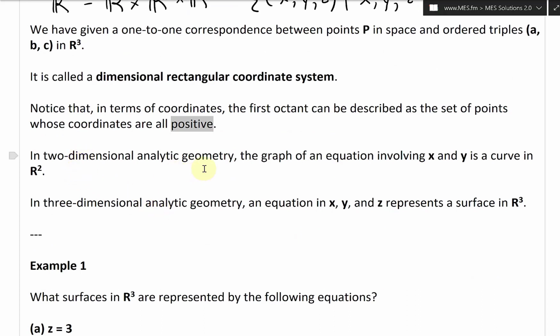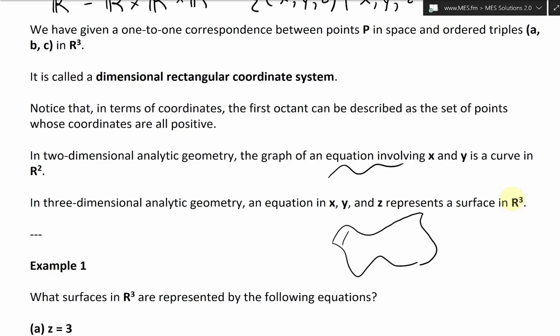In two-dimensional analytic geometry, the graph of an equation involving x and y is a curve in R squared. Yeah, a curve, or just a line like that. But in three-dimensional analytic geometry, an equation in x, y, and z represents a surface. So in 2D it looks like that. In 3D it's going to look like an actual surface. So imagine this in 3D, a full surface.